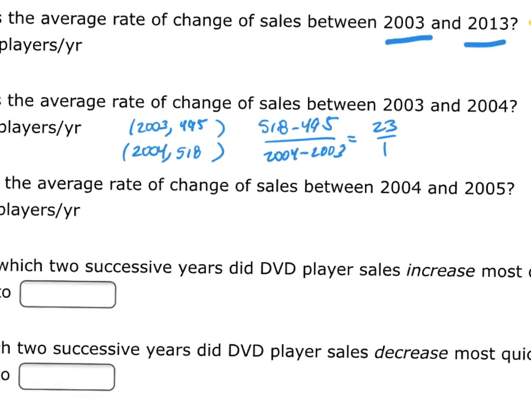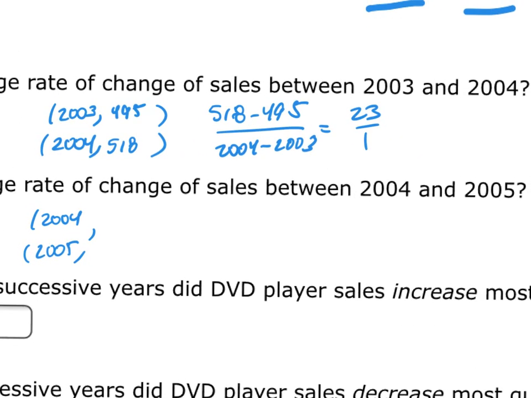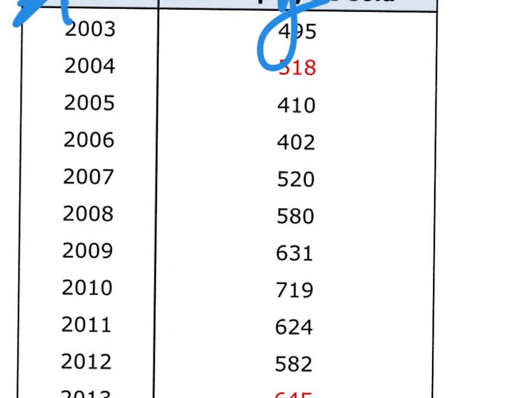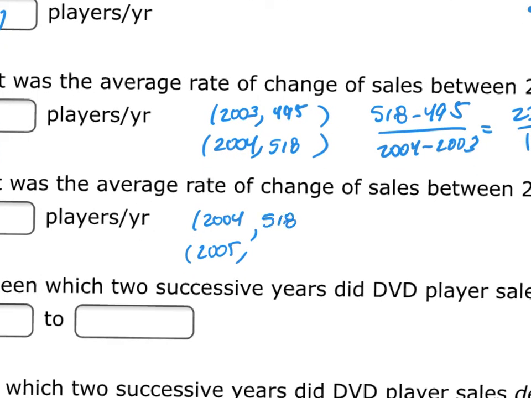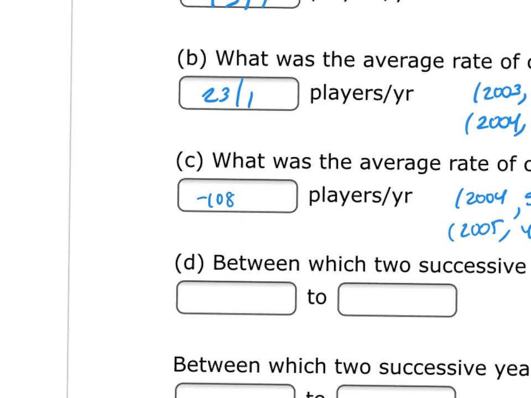If I want to know the average rate of change between 2004 and 2005, all right, I have 2004 was 518 and 2005 was 410. So I have 410 minus 518 over 2005 minus 2004. What's 410 minus 518? Negative 108 over 1. So this would be negative 108 over 1.